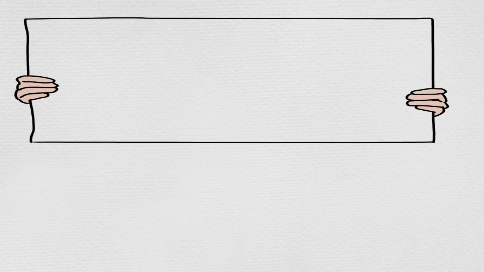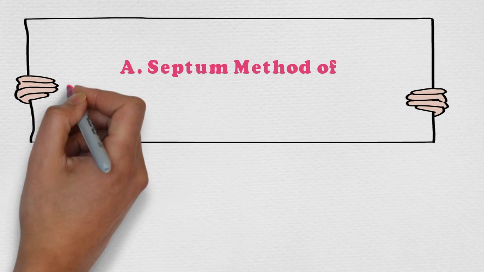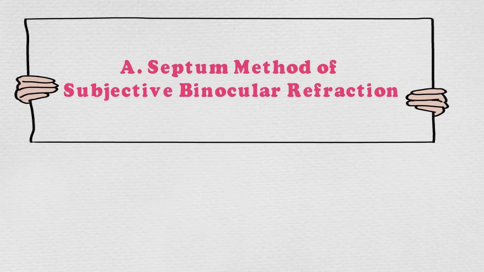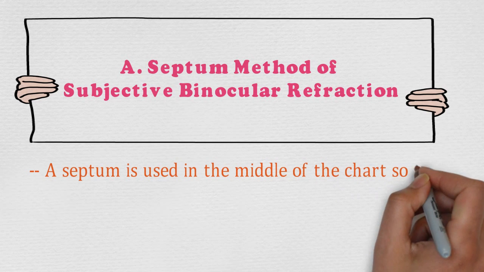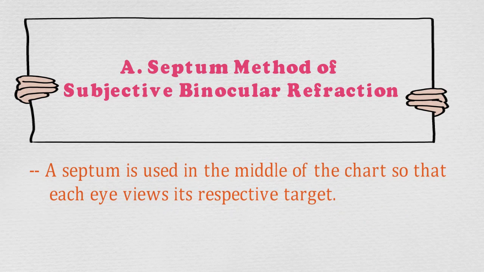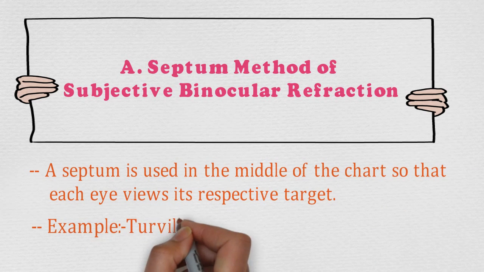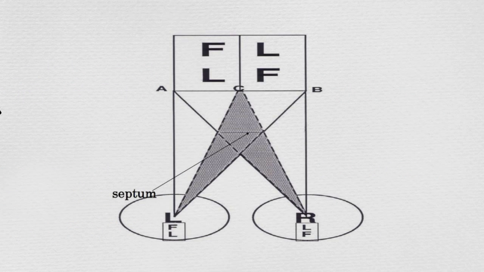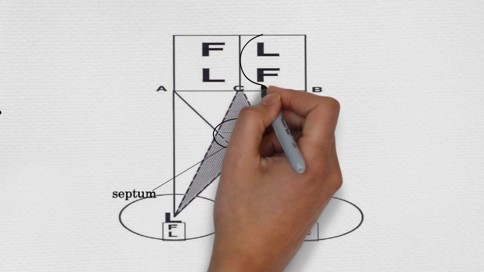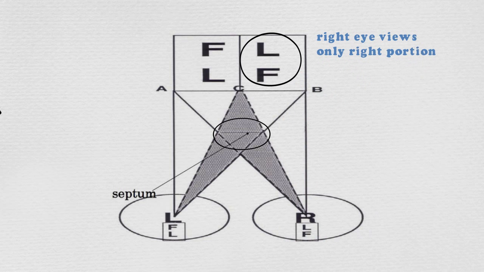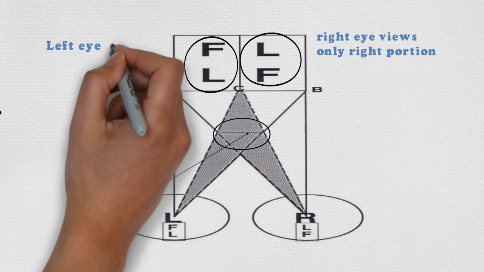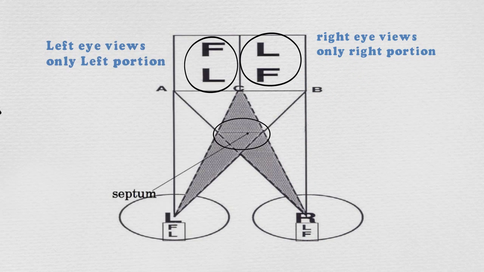In this video, I will discuss the septum method of subjective binocular refraction. In the septum method, a septum is used in the middle of the chart so that each eye views its respective target. Example: Turville infinity balance test. Here in this figure, this is the septum, due to which the right eye views only the right portion and the left eye views only the left portion.